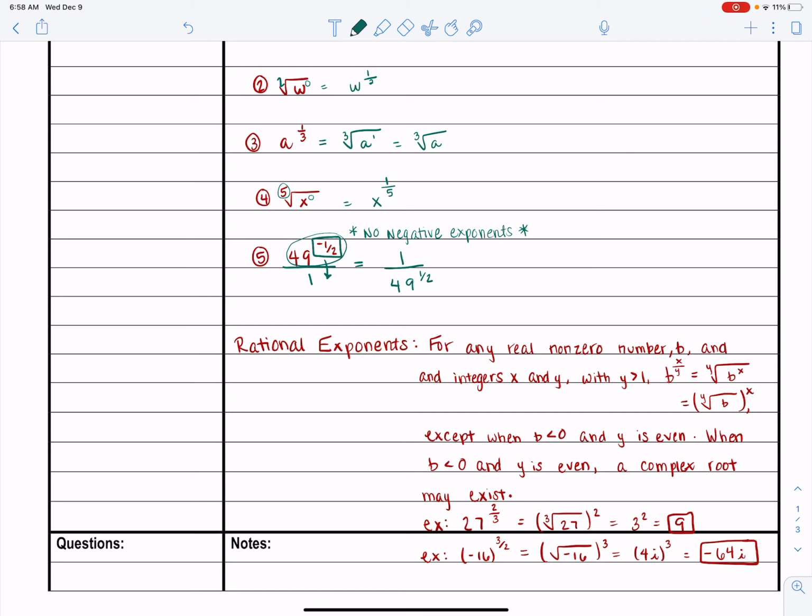All right, now we can keep going. So 1 over 49 to the 1/2. 49 to the 1/2 is really the same as saying the denominator becomes your root. So I have just a square root of 49 to the first power. The square root of 49 is 7. So really I have 1/7.